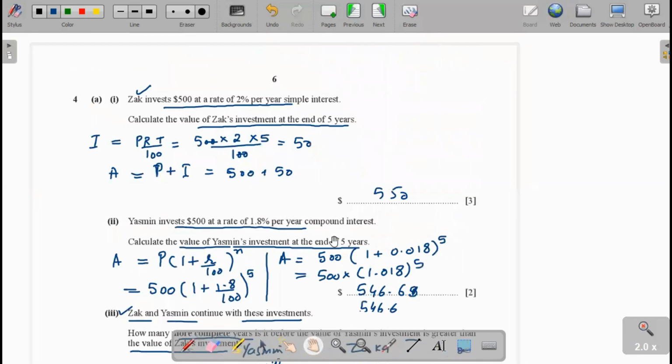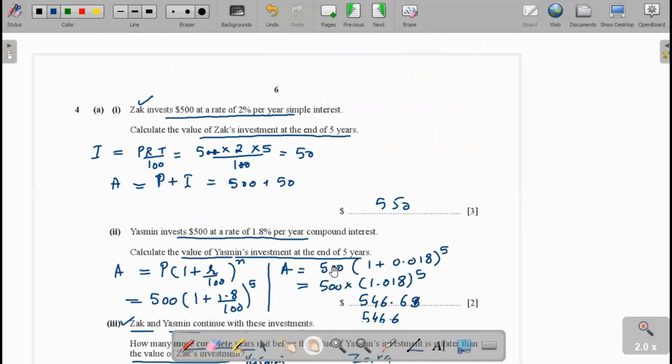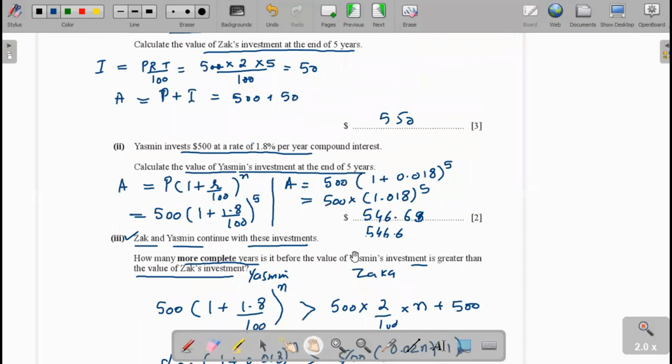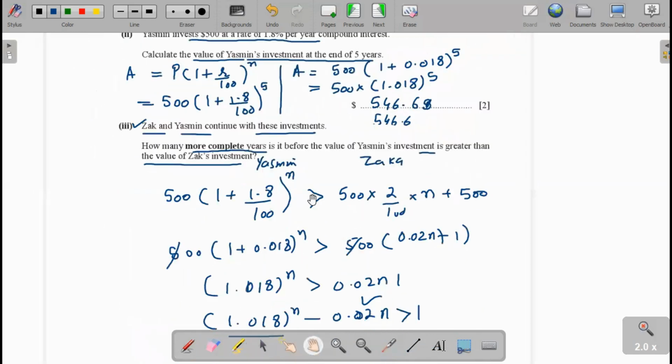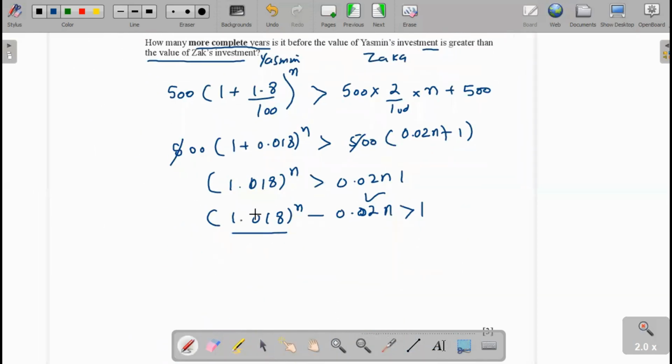The amount of that was 550 and the amount of Yasmin was 546. Now we take some values and put them in this formula. Suppose that we take the value n equal to 12, and then we see the answer of this value: 1.018 power 12 minus 0.02 into 12.